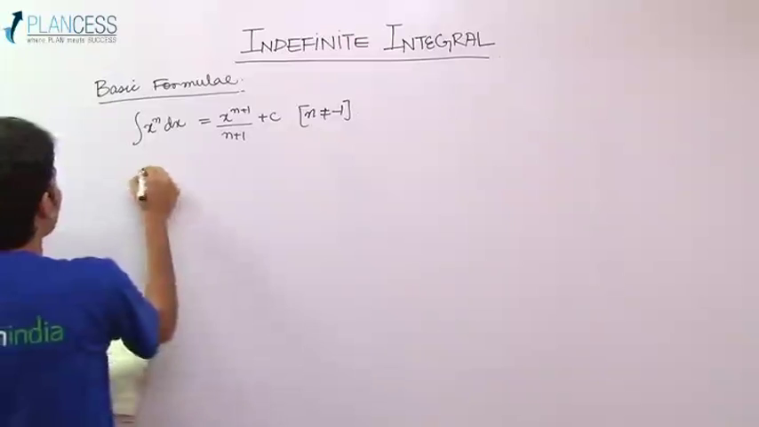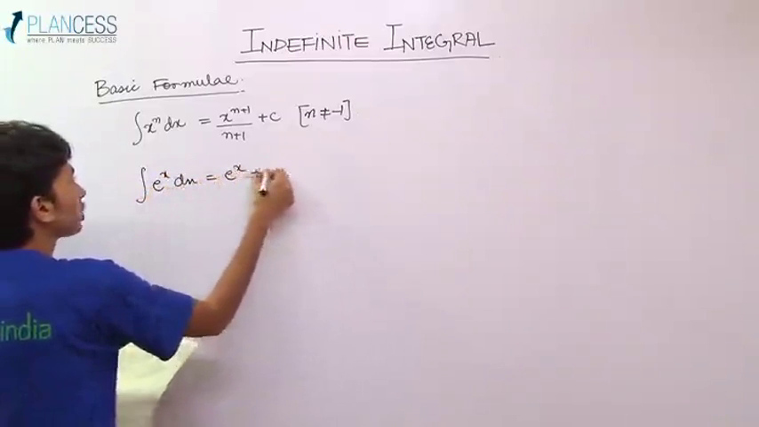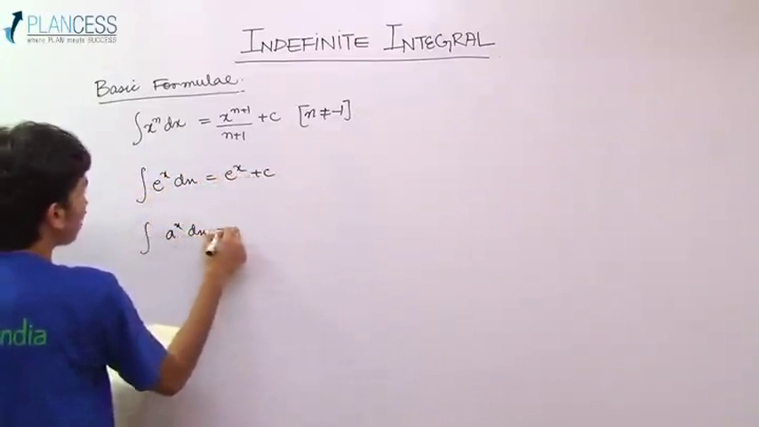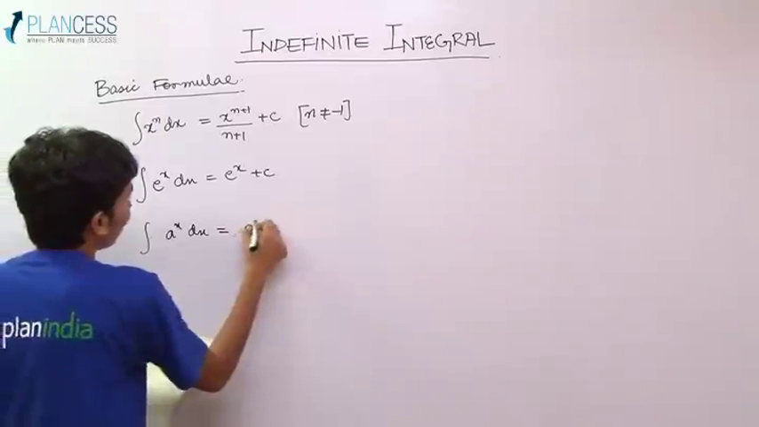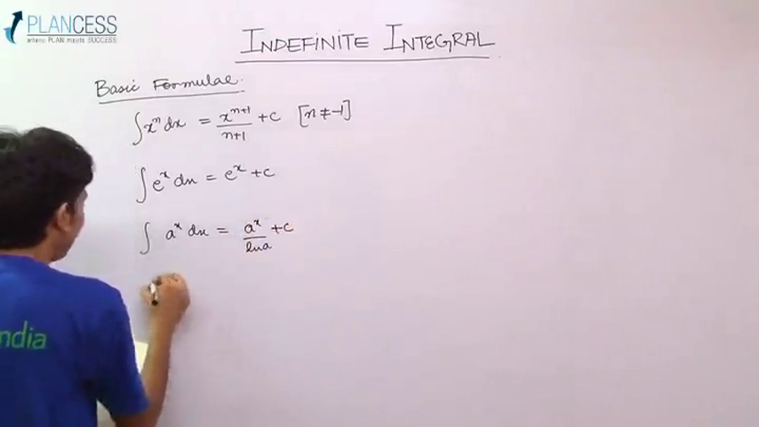Writing it, integral of e raised to x dx is again e raised to x plus constant. This is easy. Remember them by heart because they will be used throughout the chapter intensively. Integral of a raised to x is a raised to x by ln a plus c. Then we have cos x.